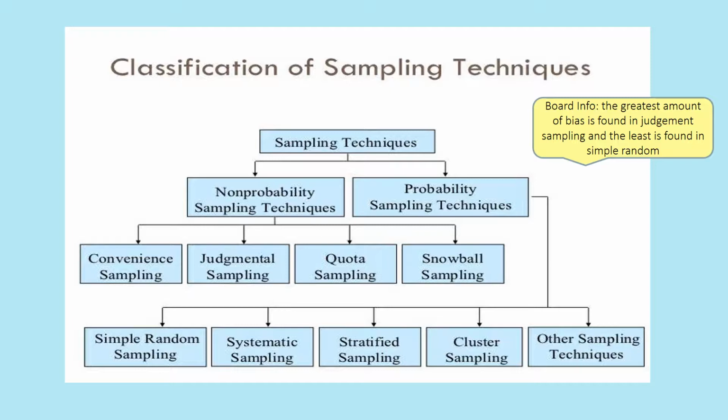A little note for your boards: when you're looking at the 2 and going from least to most, the least amount of bias you're going to find will be in your simple random, which you should know, and the most amount of bias you're going to find in judgment sampling.